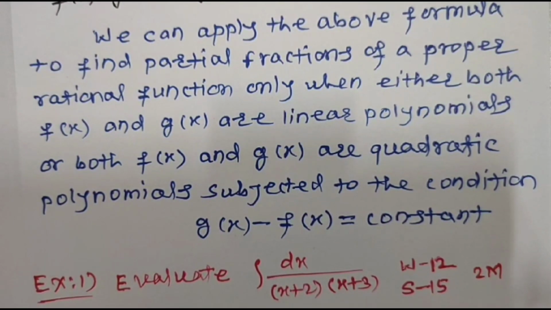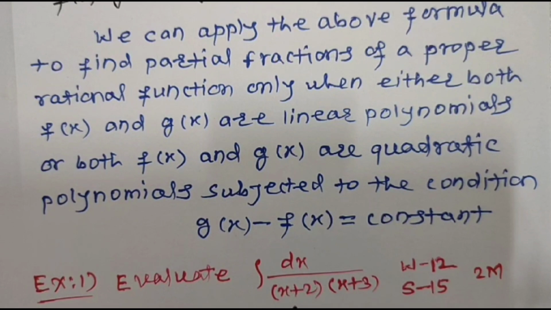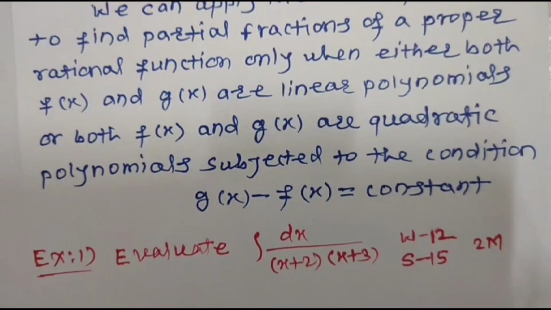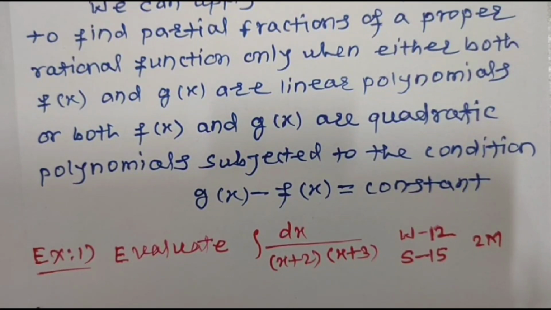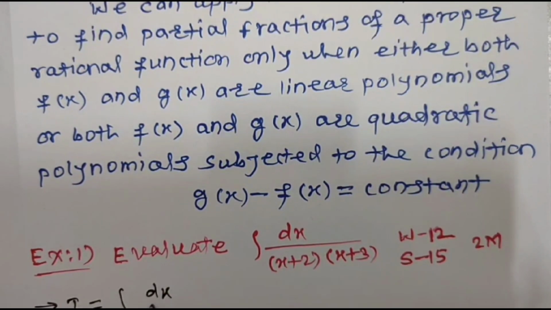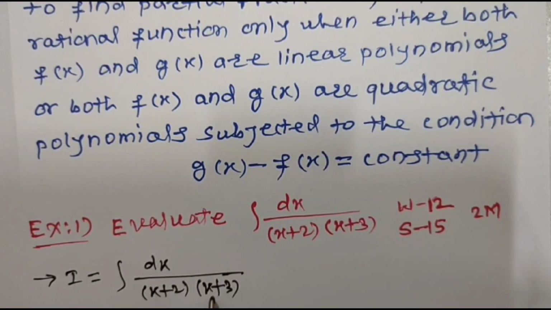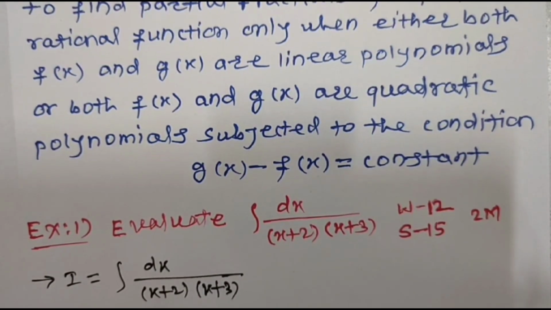Let us solve sum number 1. Evaluate the integral of dx upon x plus 2 into x plus 3. This sum appeared in winter 2012 and summer 2015 for 2 marks. To evaluate this integral, I is equal to, we can write, the integral of dx divided by x plus 2 into x plus 3. Now here, 1 upon x plus 2 into x plus 3: the denominator contains two linear factors. The first linear factor is x plus 2, the second linear factor is x plus 3, and the numerator is constant.